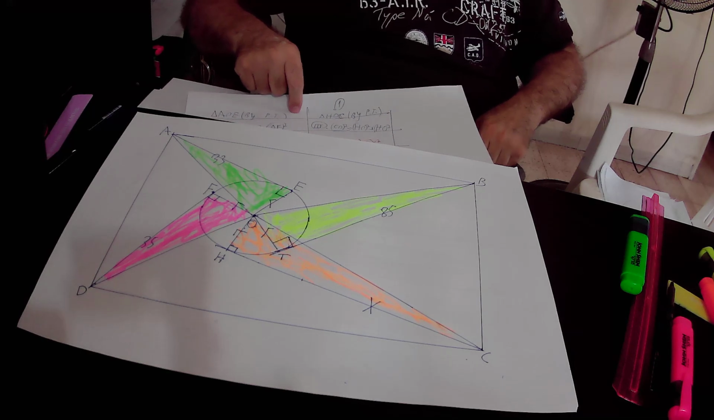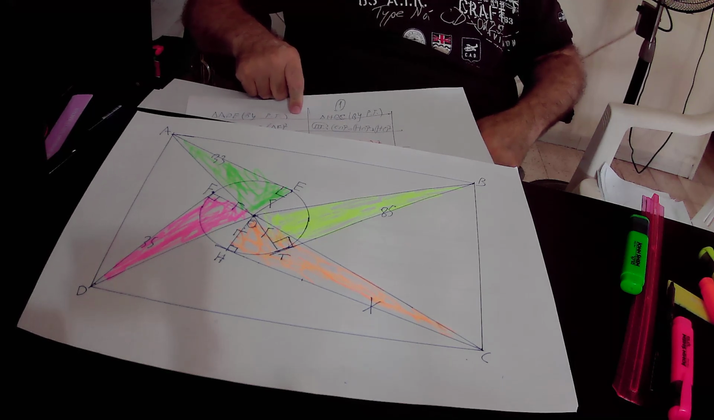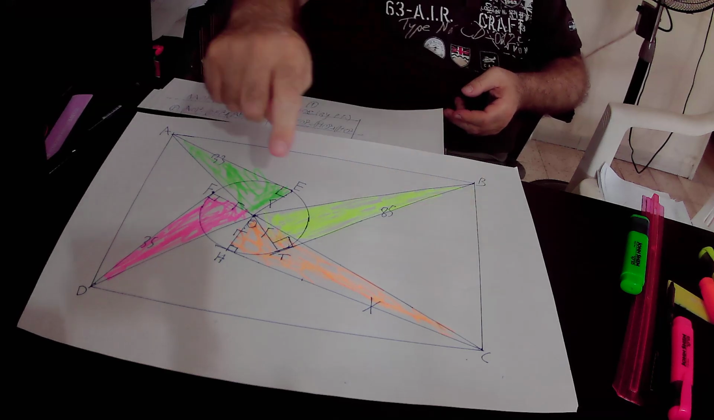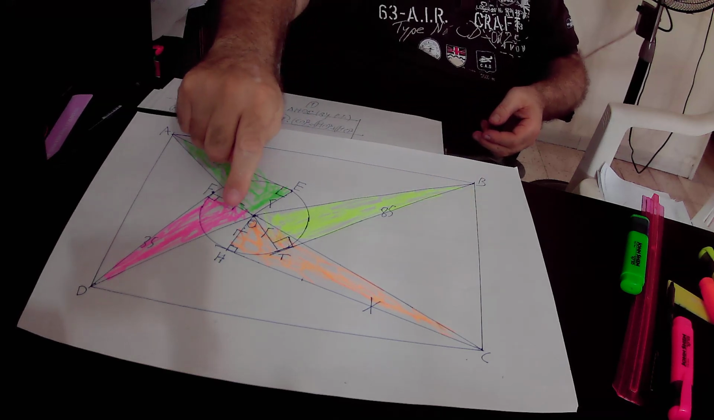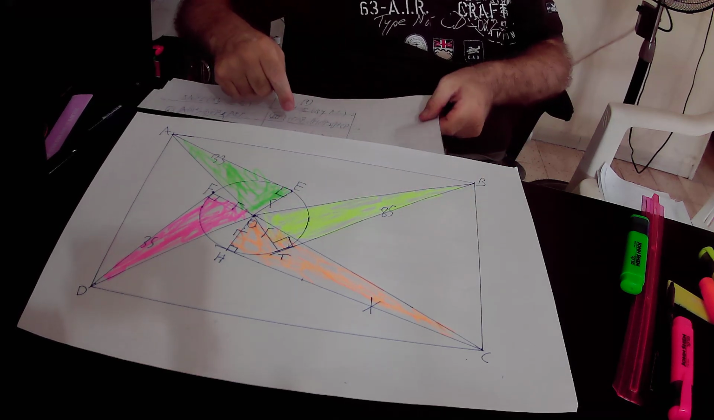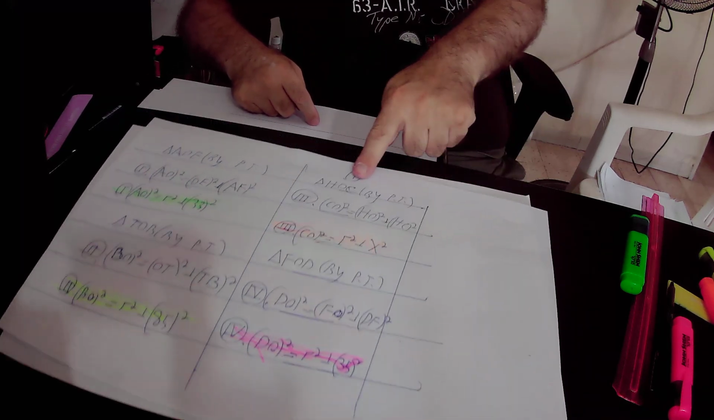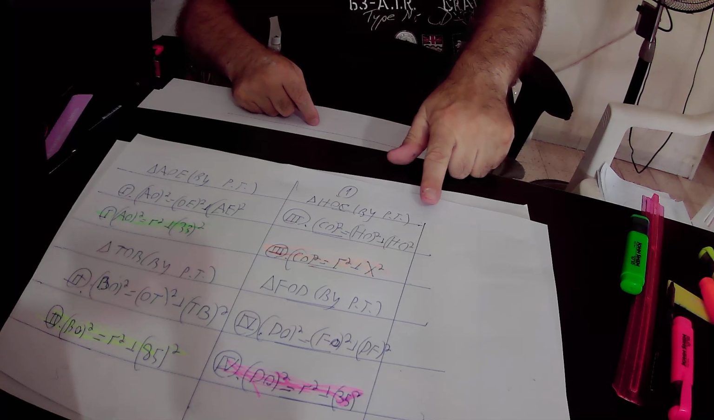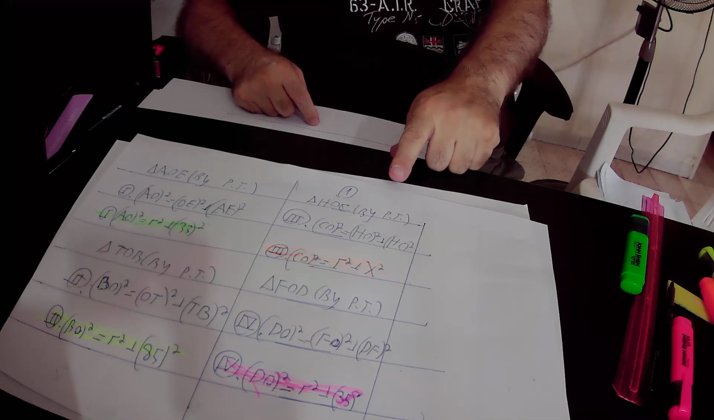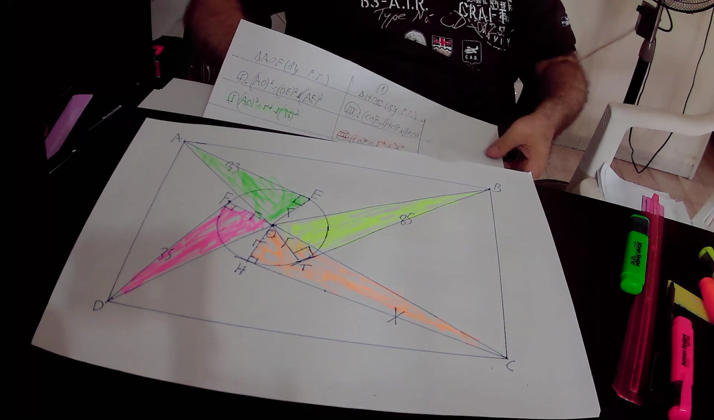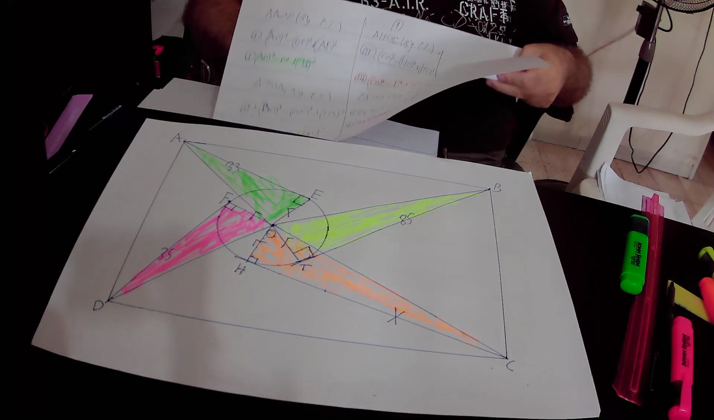Then we joined points C and O together by a straight line. This way we created the orange right triangle OHC. According to the Pythagoras theorem, OC square equals OH square plus HC square.